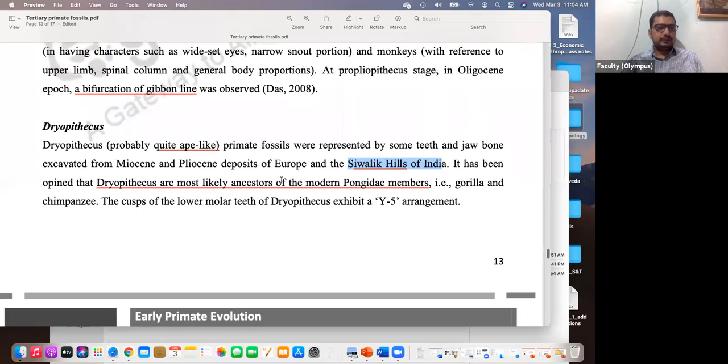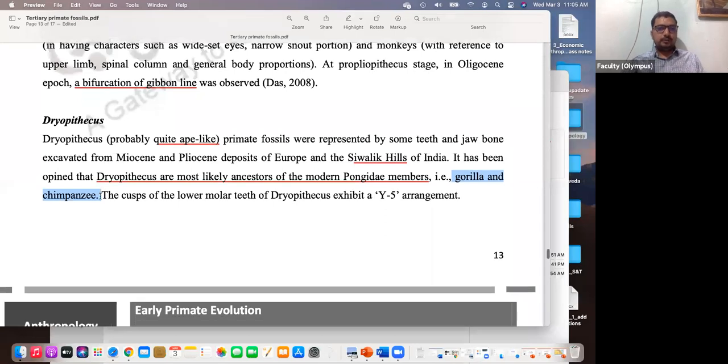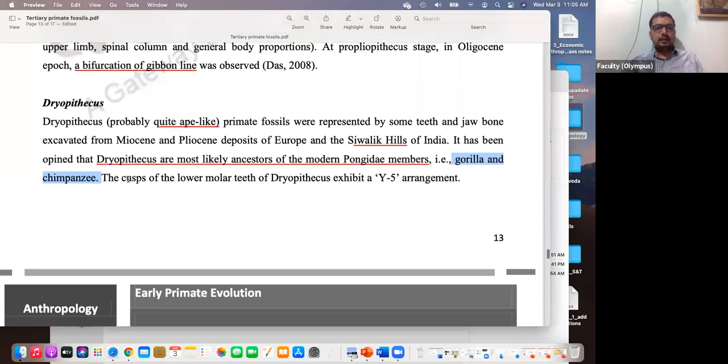And this Dryopithecus is considered to be the ancestor of modern Pongidae. Pongidae means the category where gorillas and chimpanzees are placed. So Dryopithecus has shown features like gorillas and chimpanzees, especially, they say, the dentition pattern, the cusps of the lower molar teeth.